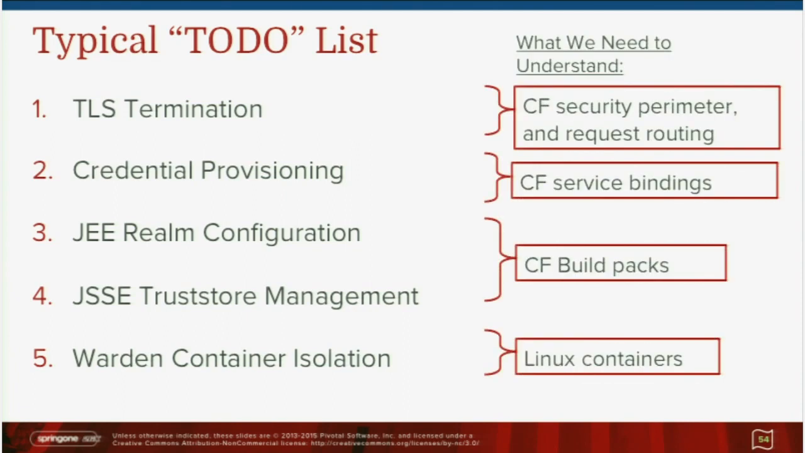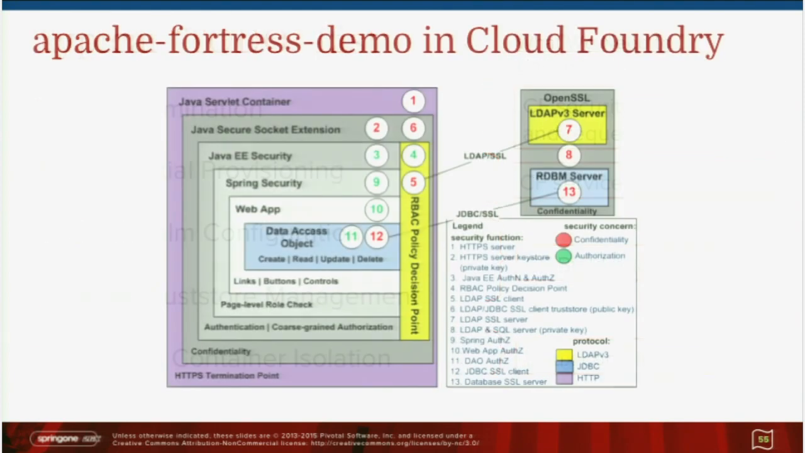On the right-hand side here, we've got the aspect of Cloud Foundry that you need to understand in order to accomplish that task, right? In order to deal with the changes in TLS, you'll have to have an understanding of the Cloud Foundry security perimeter and the way we do request routing within the cloud. In order to understand how you deal with the differences in credential provisioning, you should have some understanding of how we do service bindings, right? So we can run through each of these. We'll do basically one slide on each one to take you through the process of what you'll need to do when you move an existing Java app over.